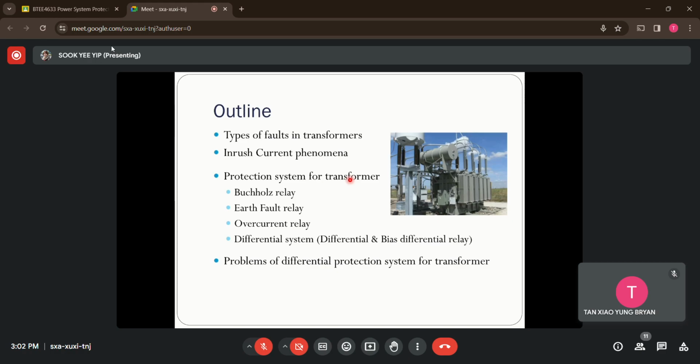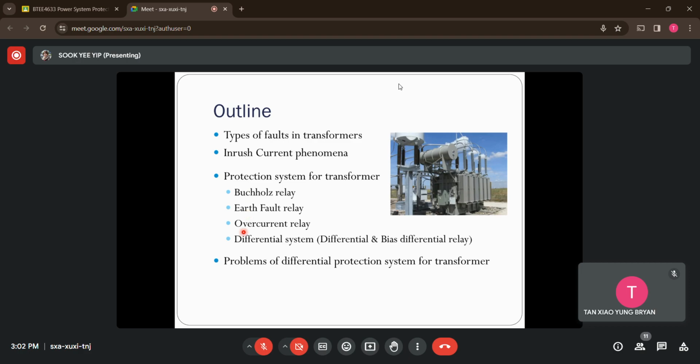For example, as protections to prevent different kinds of failures, we have what is known as the Buchholz relay, which is focused on the incipient fault for the transformer. For example, if we have overheating conditions. Then we can also use the earth fault relay. So from the names, you can tell it deals with short circuit to ground phenomena.